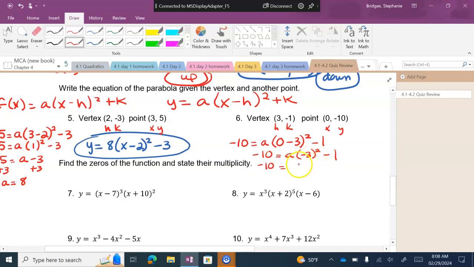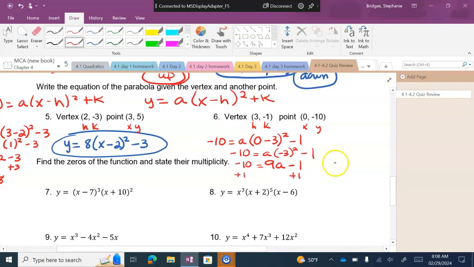And then if I square negative 3, what is that? Okay. And don't forget, once you square that number, it's getting multiplied by a. So we said negative 3 squared was 9. What is 9 times a? 9a. And then we can continue to solve that for a. I'm going to add my 1 over, and I'm going to have to come over to the side. What's negative 10 plus 1? Negative 9. That's going to equal 9a.